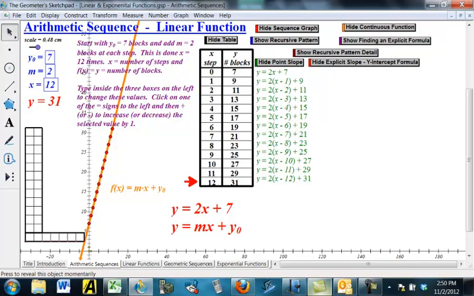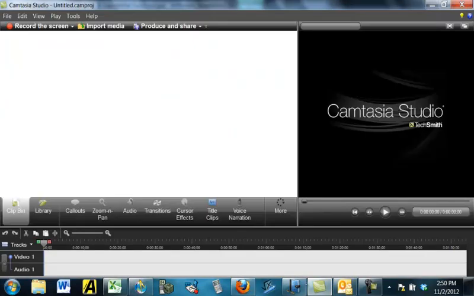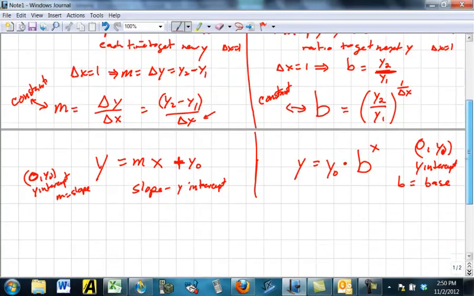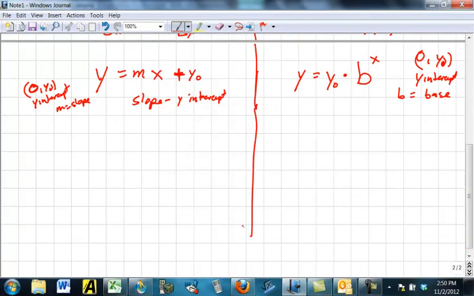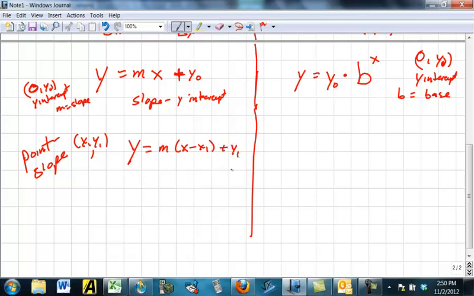And so in fact, we can write this over here in a point-slope formula, where it goes through the point (x1, y1), and we would write this as y equals m times (x minus x1) plus y1. Well, what do you think we're going to do over here?